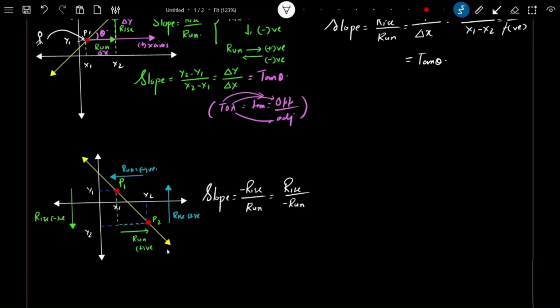How to see this from the trigonometry perspective? So make an angle with the positive direction of x-axis. So let's say this is the positive direction of x-axis.